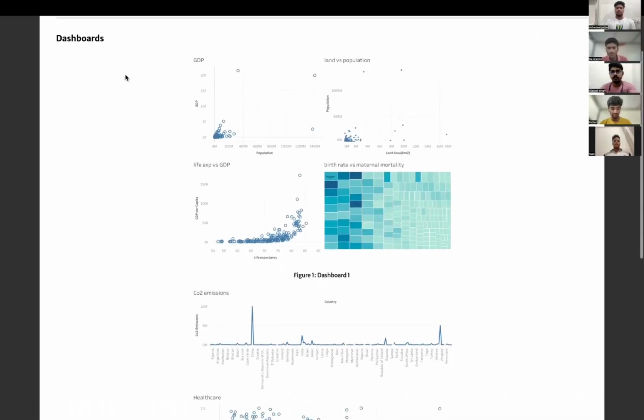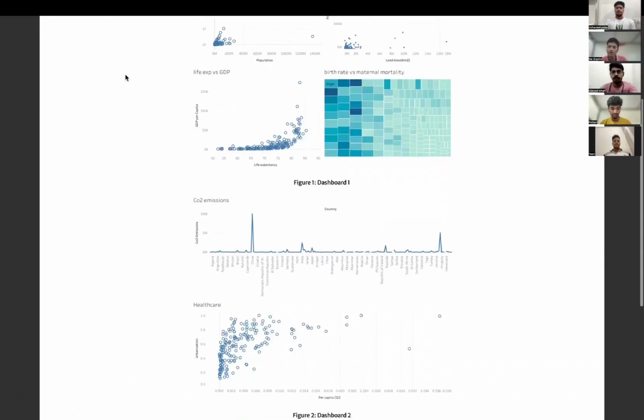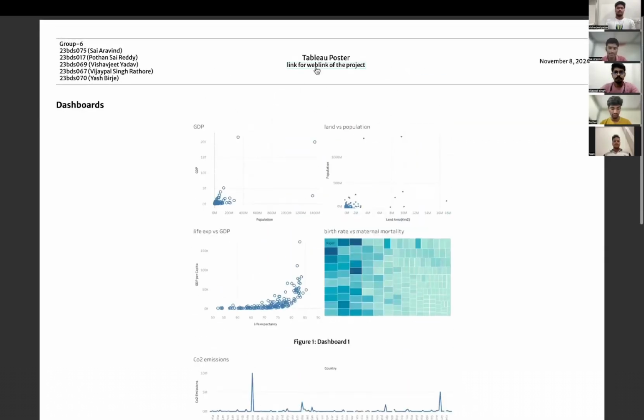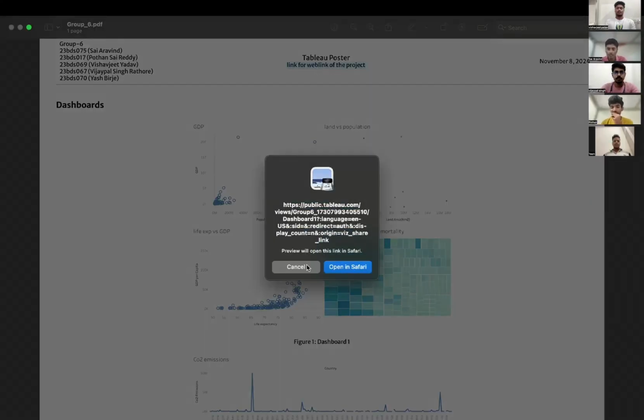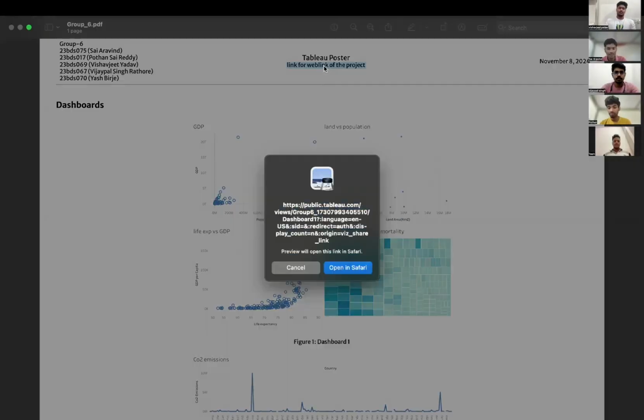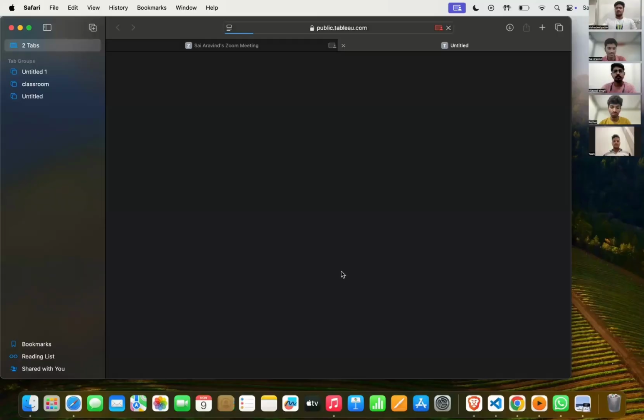Welcome to our presentation, a data visualization analysis on global demographic and economic insights. Our project dives into a complex interplay between demographic and economic indicators across countries, aiming to uncover meaningful patterns and insights that help us understand global disparities and development trajectories.